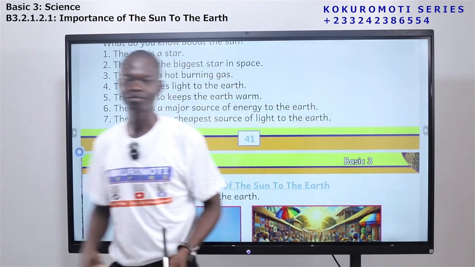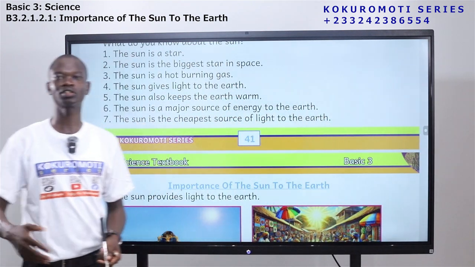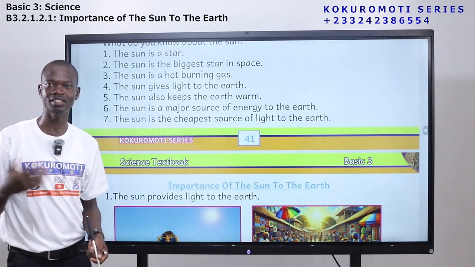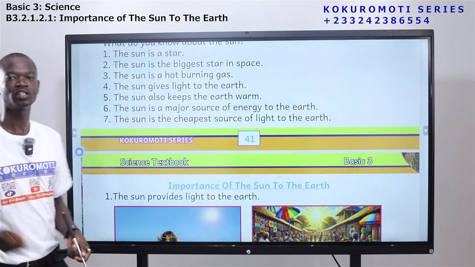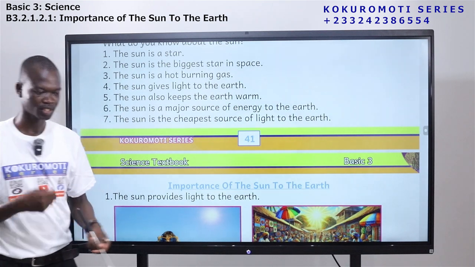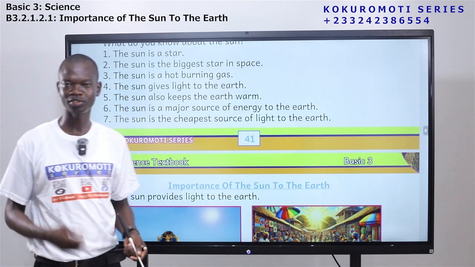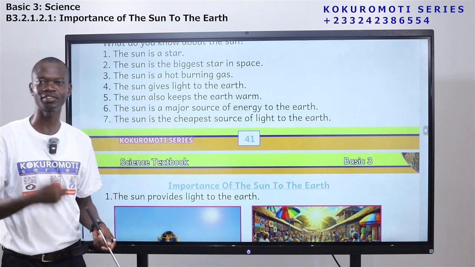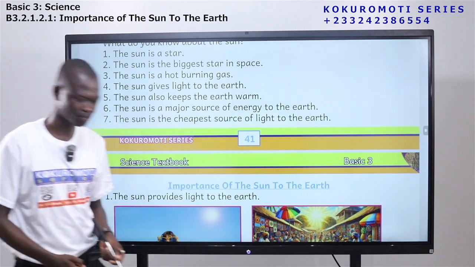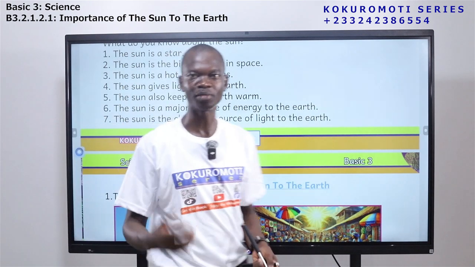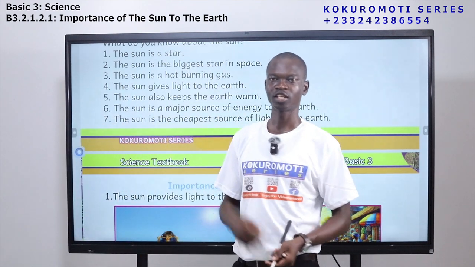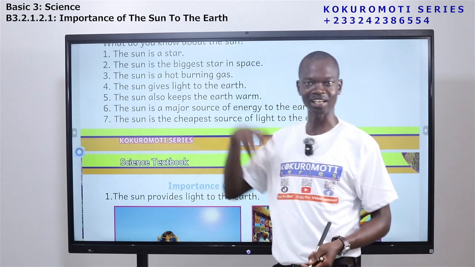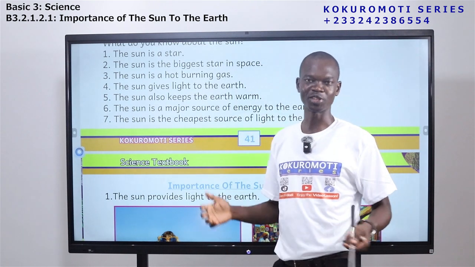Okay. The next one is that the sun is the cheapest source of light to the earth. In the night, you use electricity. Some of you have lamps, lanterns and other things. You buy kerosene, you buy batteries, you pay for electricity bills. During daytime when the sun is shining, you are able to see because of the sun. Do you pay for the light from the sun? No, but we enjoy it.